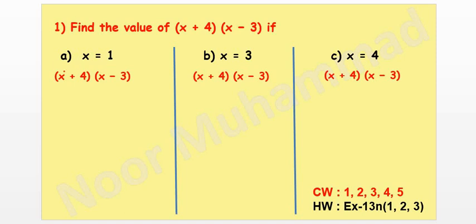So what are we going to do here? We will write the question and we will replace x by 1. So this one will give us 1 plus 4 into here x will be replaced by 1 and we have negative 3. So this bracket is giving us 5 into this bracket is giving us negative 2. So if we multiply 5 by negative 2, it will give us negative 10. So this is the answer for A part.